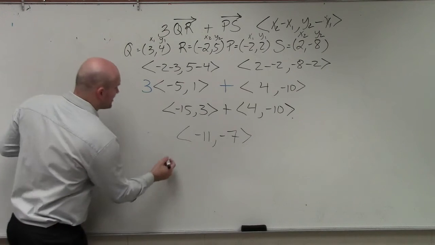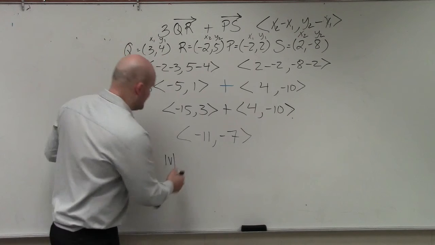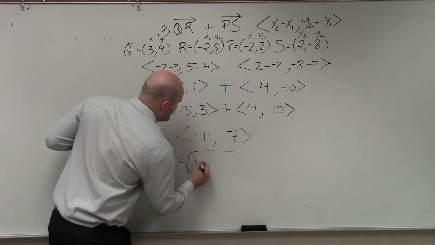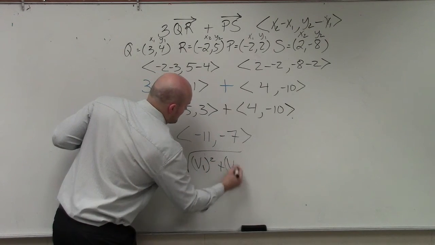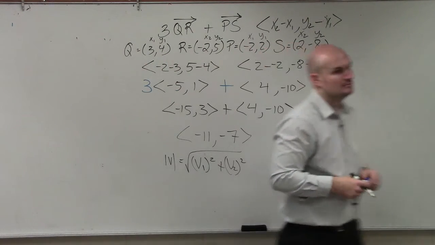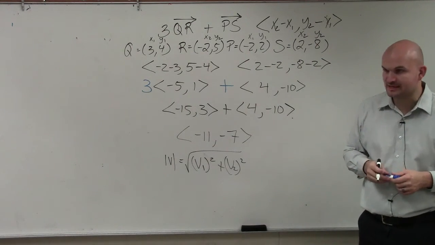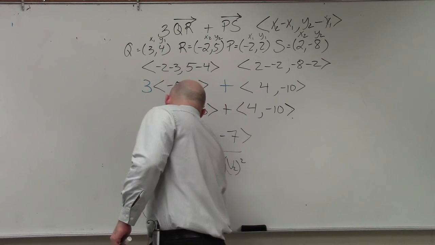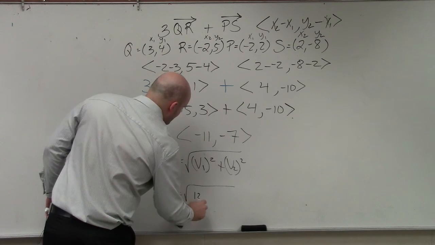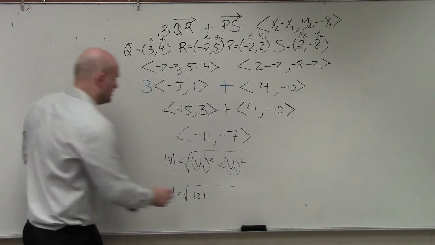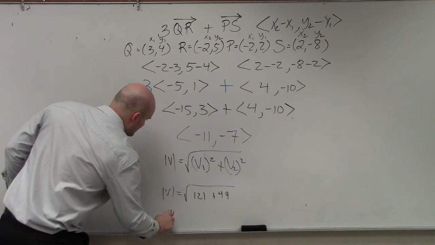Then the next thing is we want to figure out the magnitude. Since it's already in component form, to find the magnitude, I just need to do v1 squared plus v2 squared. Correct? So all I need to do is add these up and then take the square root. So the magnitude of v is equal to v1 squared, which is -11 squared, which is 121, plus 49. So that's going to equal 170.